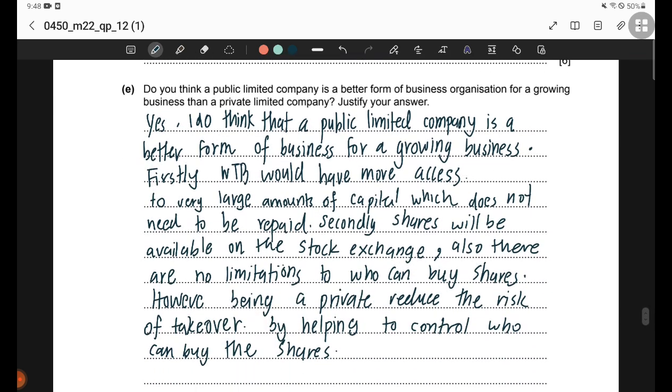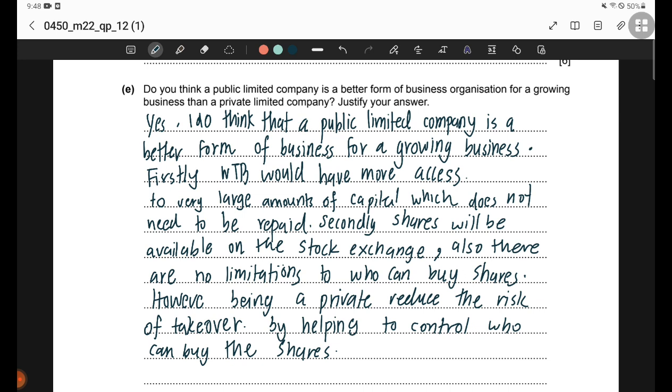Okay, so the last part for this question is: do you think a public limited company is a better form of business organization for a growing business than a private limited company? Justify your answer. Again, you are free to choose whichever you like. There are no restrictions over here. So I think it is a good idea.